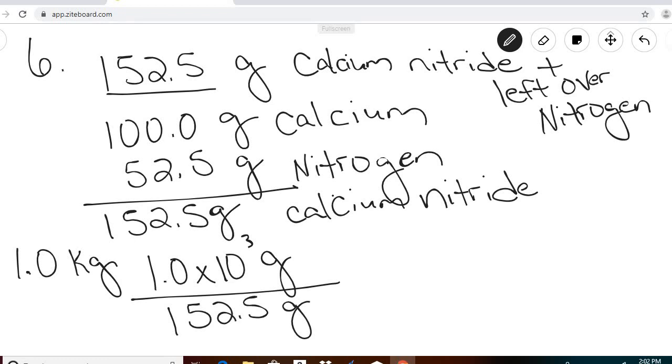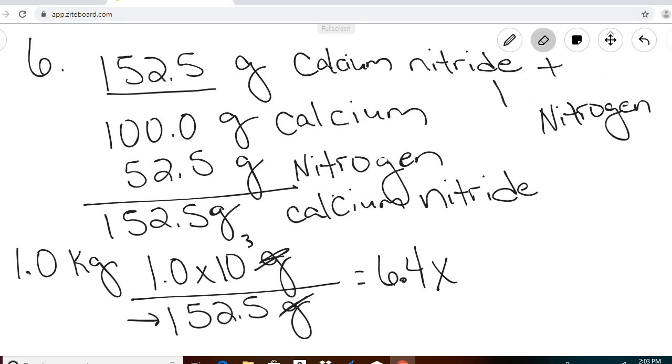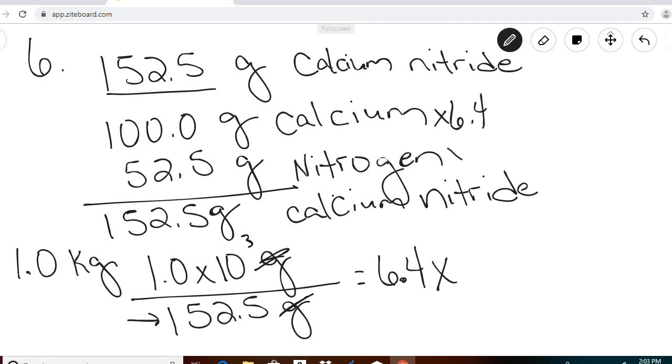Instead of making 152.5 grams, we want to make 1,000. Okay, so the grams will cancel, and what we get for our conversion factor then, with 2 significant figures, is 6.4 times. Okay, so making a kilogram is 6.4 times as much as making 152.5 grams. So that means that each of our elements needs to be multiplied times 6.4 to get the amount that would give us 1,000 grams.